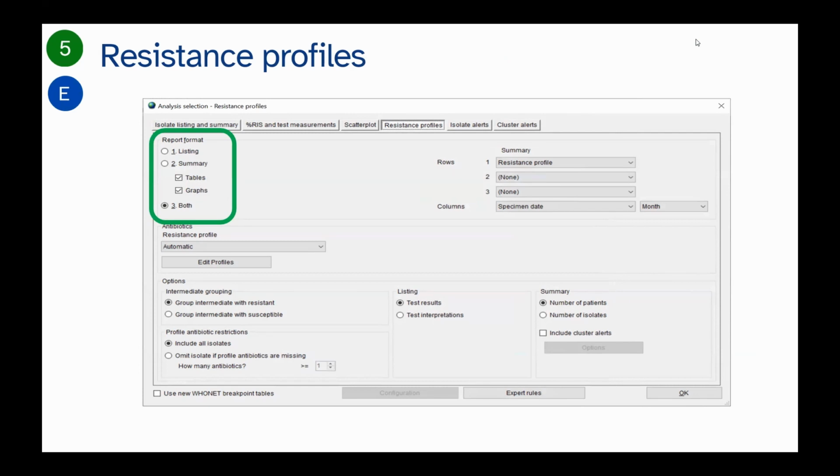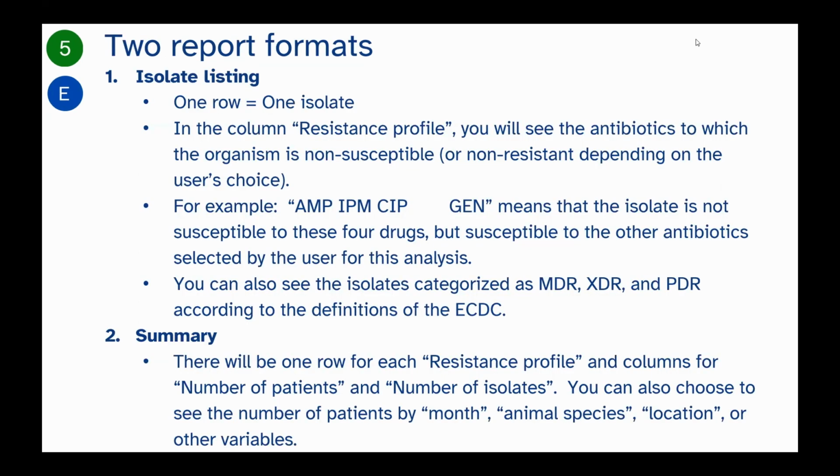Resistance profiles is one of the most valuable analyses in WHONET, but many people do not understand its value, and I hope we can address that in today's module. Resistance profiles offers two report formats, a listing and a summary, and we will see both. In the listing, one row equals one isolate.